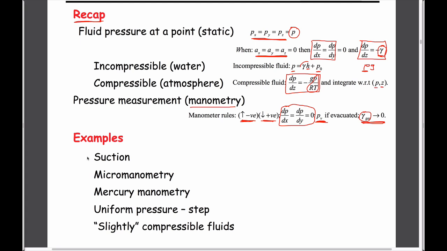And there are 5 examples that we can take that are all taken from the text. An example looking at suction with a bucket in water, how micromanometers work, a simple mercury manometer example, a form for concrete for forming a step is one example, and also the examples of slightly compressible fluids. So we'll do each of those.